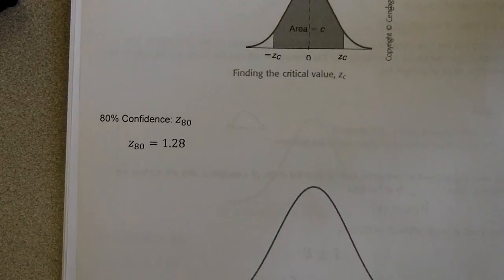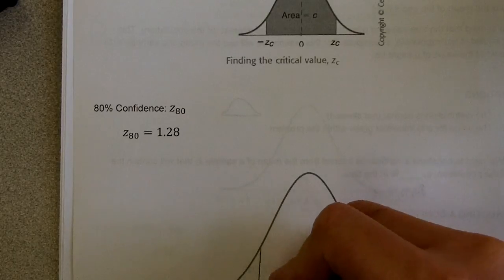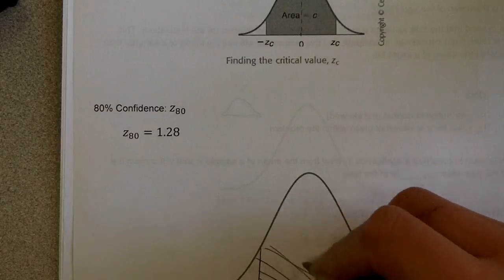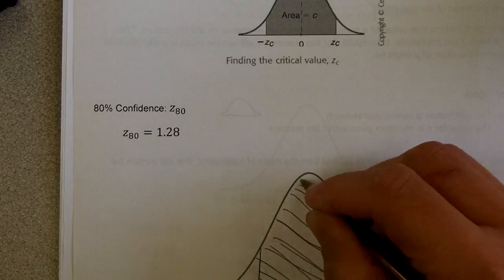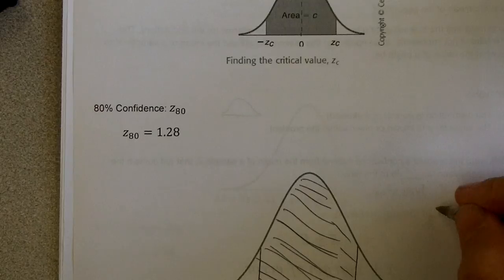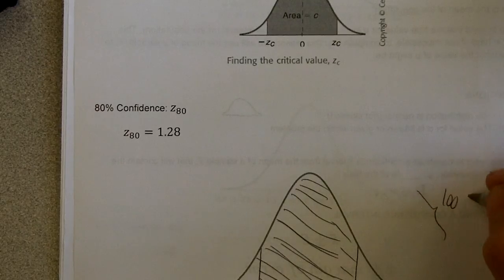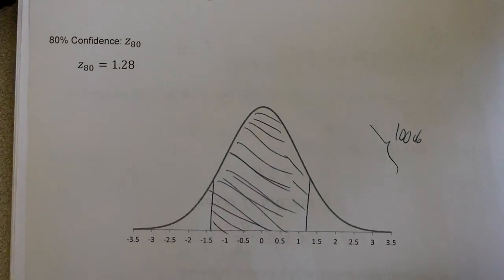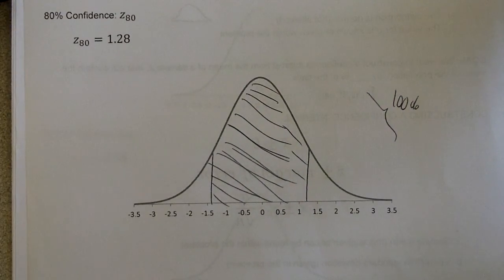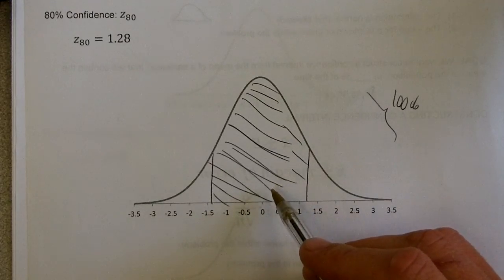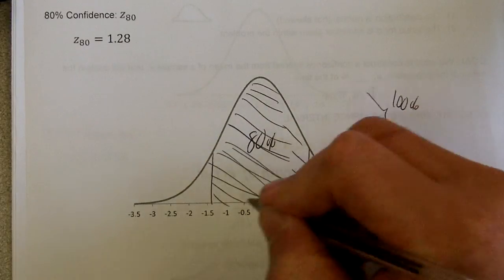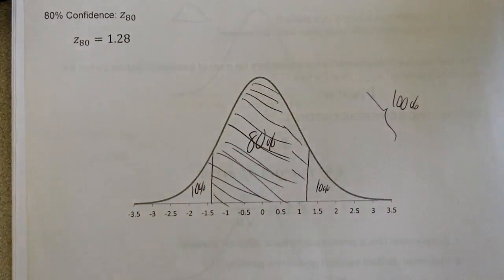Now, how to find that? Basically, we would just shade the middle 80% of this bell-shaped curve. Keep in mind, the whole area under the curve is 100%. So if we shade the middle 80% of the bell-shaped curve, that would leave you with 80% in the middle, 10% to the right, and 10% to the left.